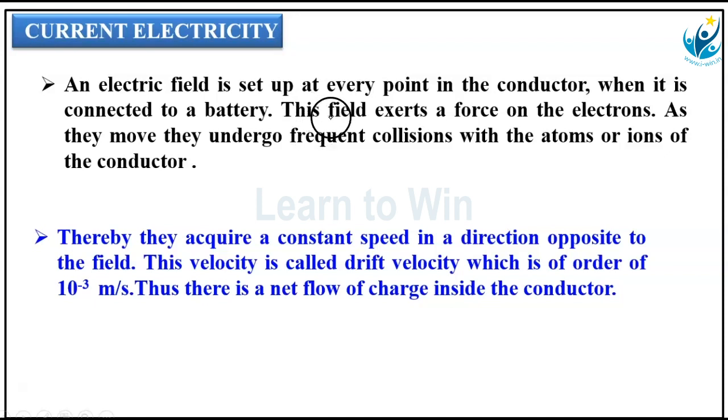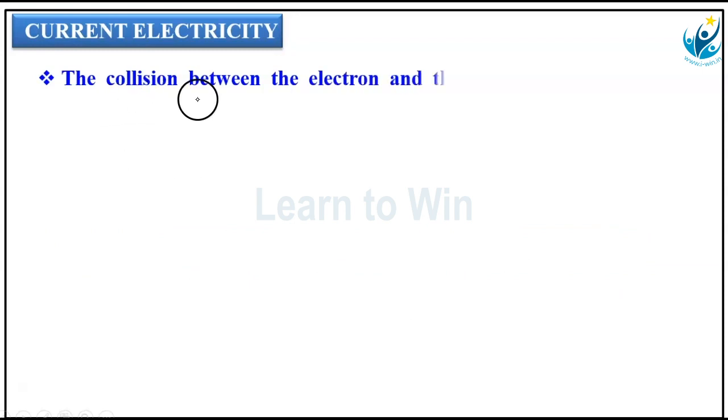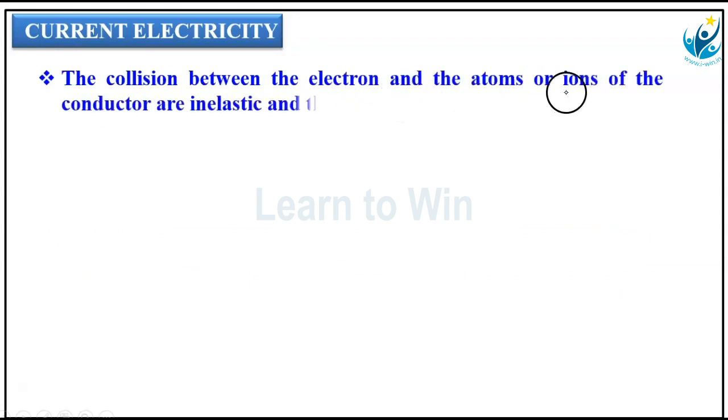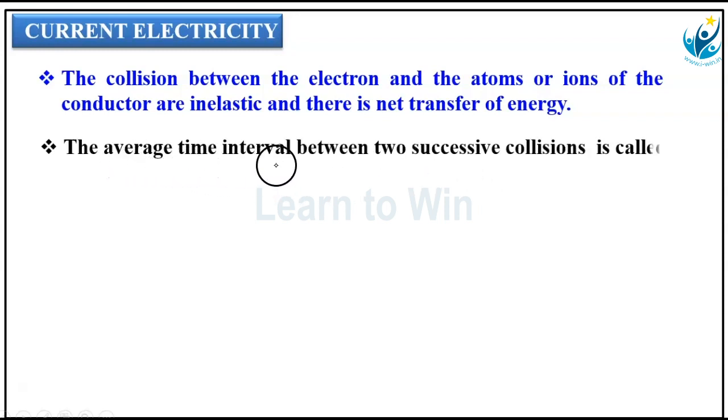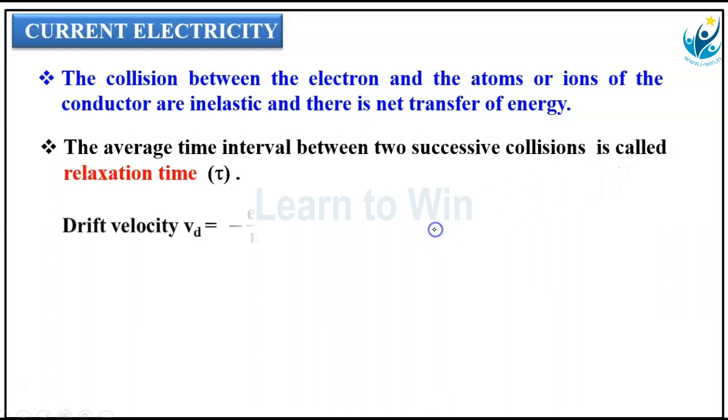How do we apply an electric field? By connecting the conductor to a battery. Here, the collisions between the electrons and the atoms and ions are inelastic collisions. Inelastic collision means there is a net transfer of energy. The average time interval between two successive collisions is called the time of relaxation. That time of relaxation is tau.